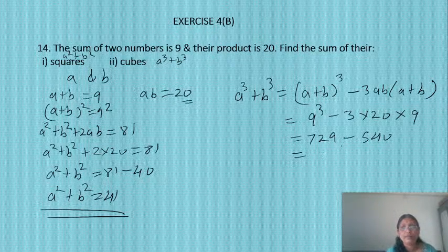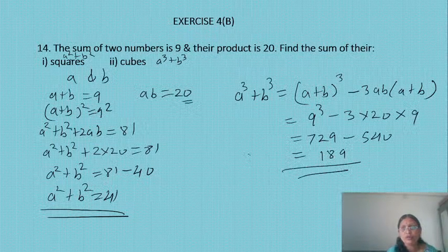What is 729 minus 540? We get it as 189. So this is how a cube plus b cube is equal to 189.